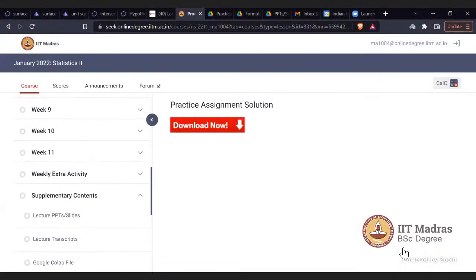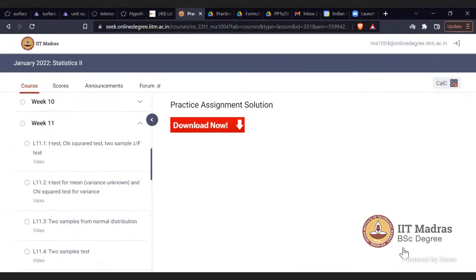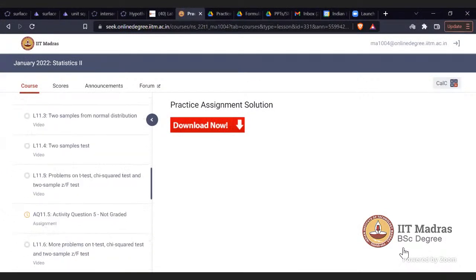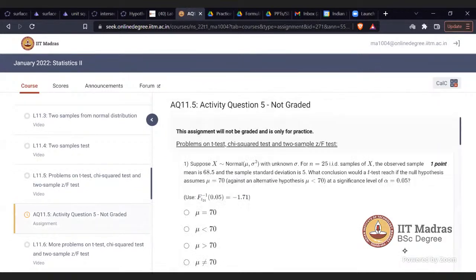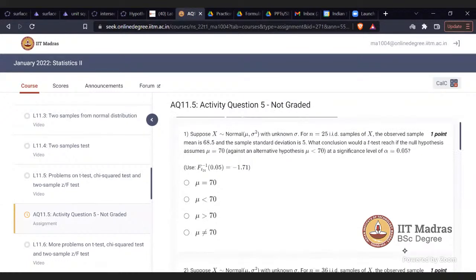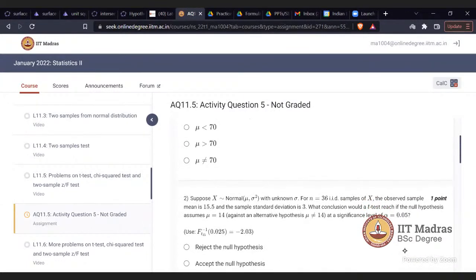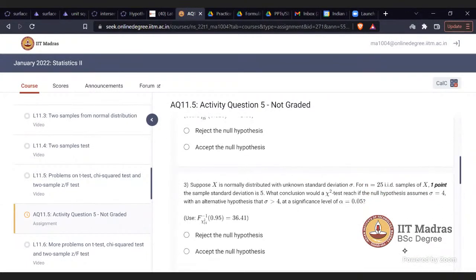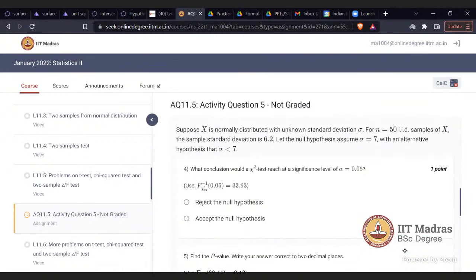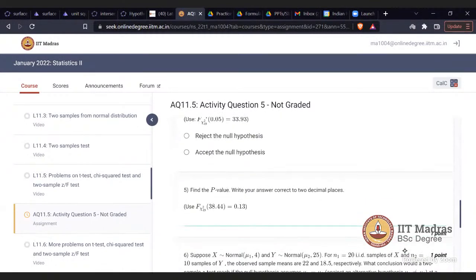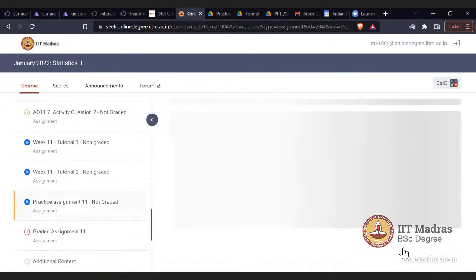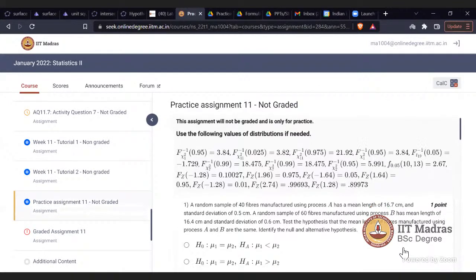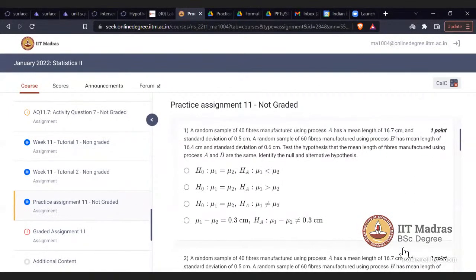Let's go to the 11. With these problems, it is already given, they have already given us a test. Okay, let's go to practice. Okay, look at the first problem.